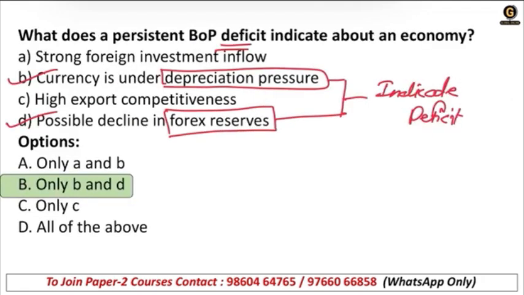Correct. Like strong foreign investment inflow, obviously it will increase the BOP. Then we have high export competitiveness. Export competitiveness is more, then obviously inflow will increase, right? When inflow is increasing, how can we call it deficit? It is a surplus. Correct. It leads to the surplus.